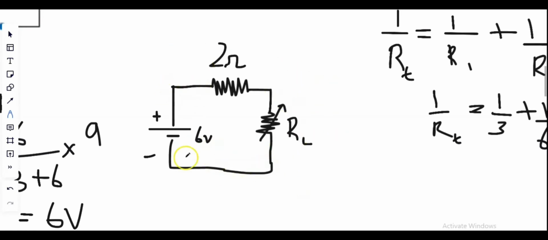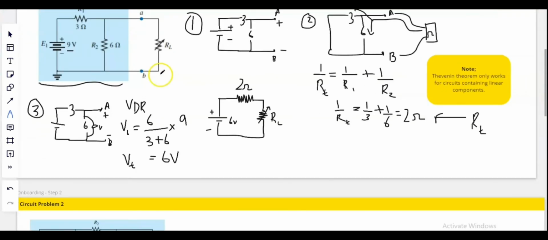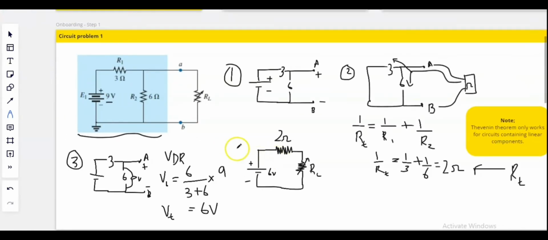It's easy. Thevenin's theorem is easy. It makes our calculations easier. It makes our experiment easier. And there you go.